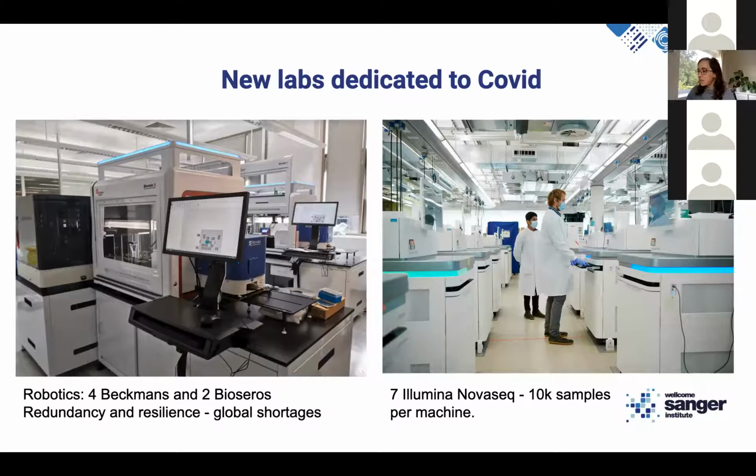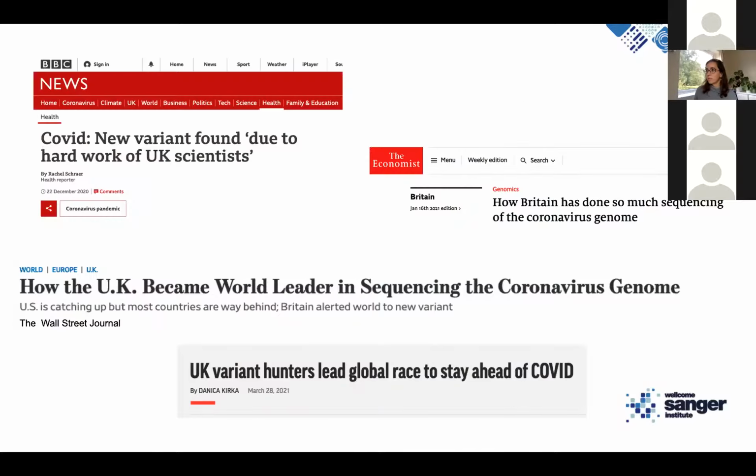And we currently have 7 Illumina NovaSeq 6000s, which can process 10,000 samples per machine. So you think that this is about 70,000 samples, which is where we want to be. We want to be at 64,000 samples in a month.